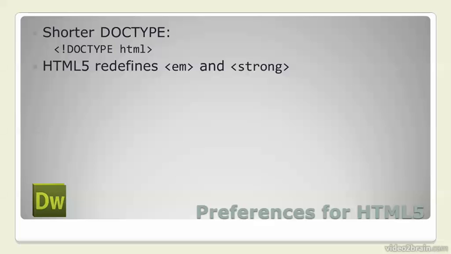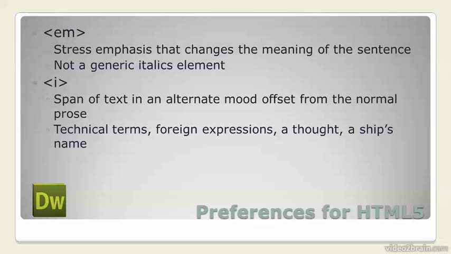The idea was to help visually disabled people who use screen readers to listen to the content of web pages. Apparently that was all wrong, so the HTML5 specification redefines how emphasis should be handled. The specification says that em should stress emphasis that changes the meaning of the sentence. It's not a generic italics element.